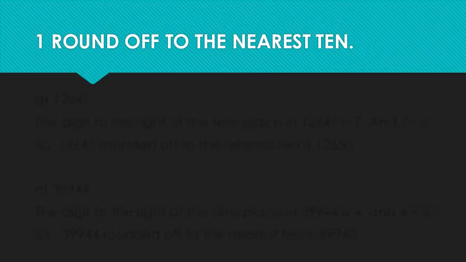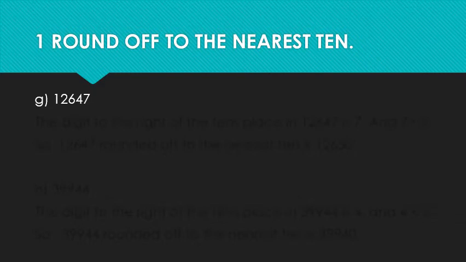Now, children, our first kind of question is round off to the nearest 10. So, let us see some questions and revise again how to round off to the nearest 10. Our first question is 12,647. In this number, we have to round off to the nearest 10.